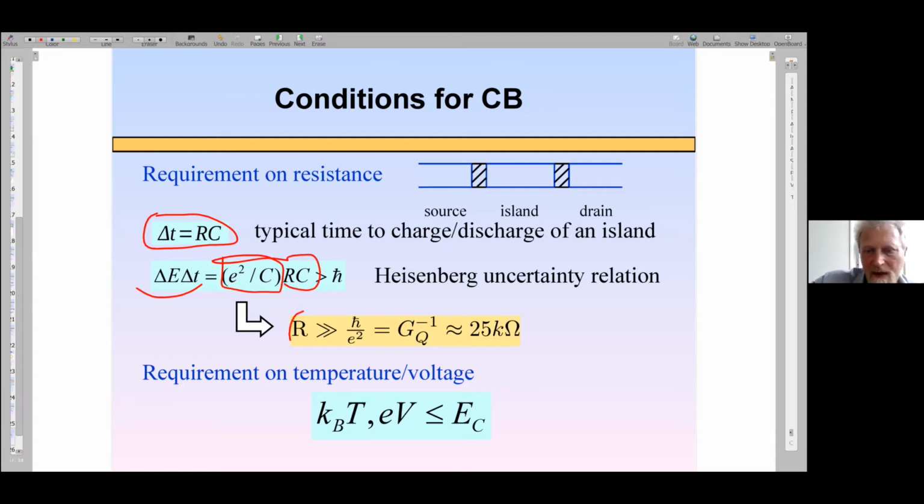What you get, we get a condition on a resistance of the contact between the island and the metallic electrode. Good, it appears to be a fundamental constant called conductance quantum or resistance quantum, doesn't matter for us. It's several tens of kilo ohm. Right, that's one most important requirement.